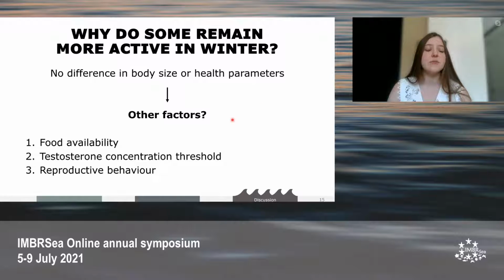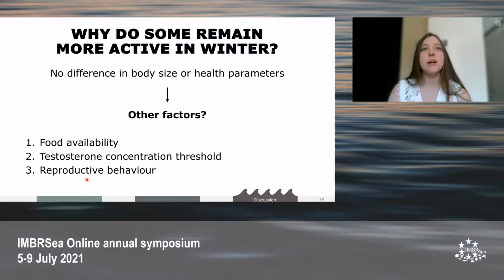We have three hypotheses for this. First one is food availability. We did test blubber depth, and this was not significantly different between the three activity classes. So it might be that within the blubber there is a specific lipid content that's different, so that those that are highly active just have more energy.